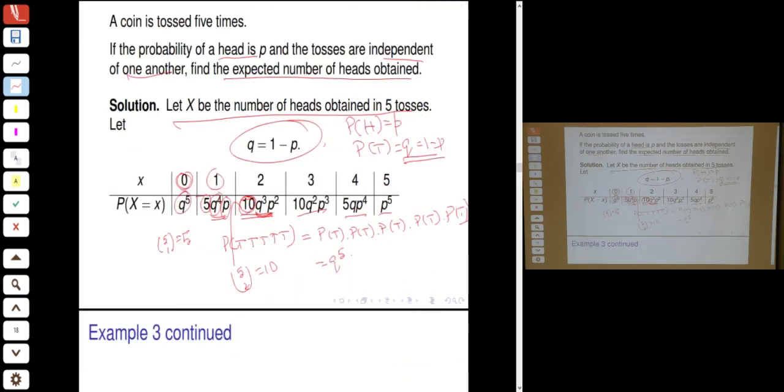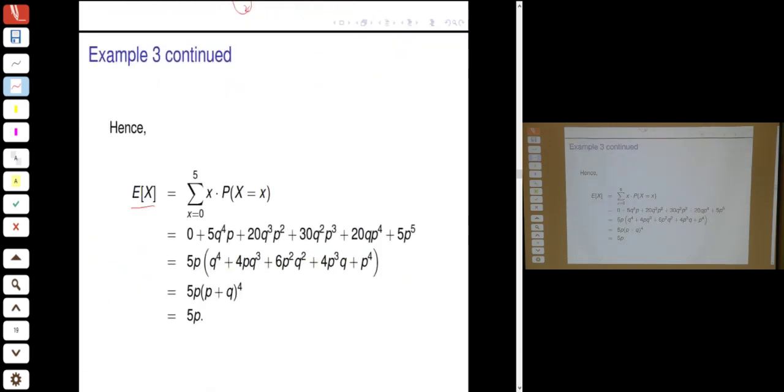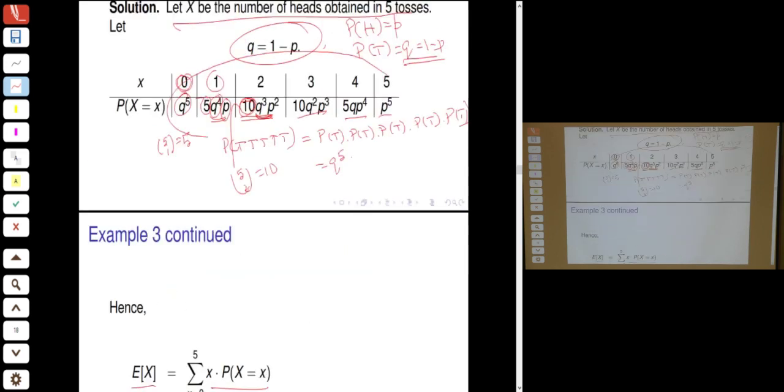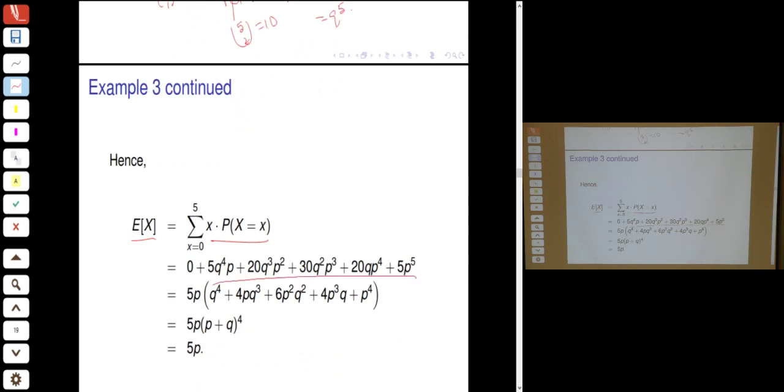Okay. So now, the expectation of X is the summation over little x of little x times the probability of capital X being equal to little x. Now you substitute the values from this table, and you get this, and you can simplify it. Here you use the binomial theorem for p plus q whole to the power of 4, but q is 1 minus p, so p plus q is 1, so this is 1, and this is just 5p. Okay. Any questions?